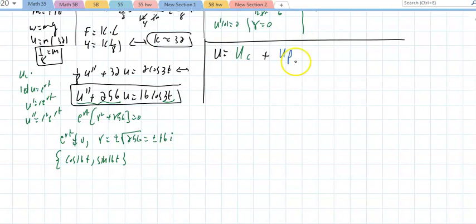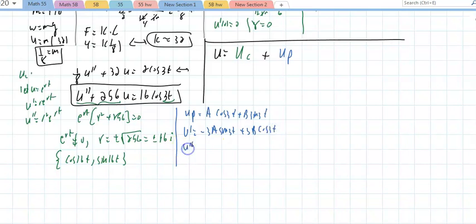I know the particular solution. So to go for the particular solution, that is actually a the cosine of 3t plus b the sine of 3t, right? And I need two derivatives. U prime is negative 3a the sine of 3t plus 3b the cosine of 3t, and u double prime is negative 9a the cosine of 3t minus 9b the sine of 3t.